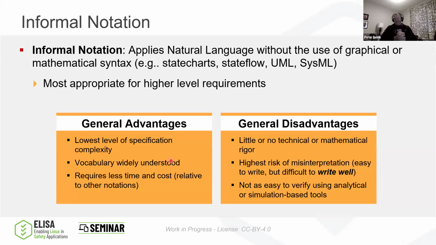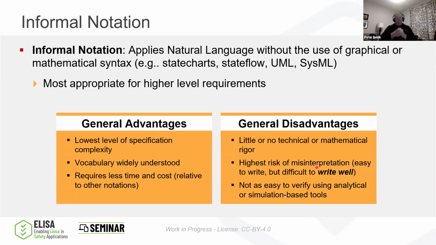One of the first things that we can have is informal notation. Informal notation is basically just writing the requirement as natural language, which is fine. It's not supported by any documentation, any diagrams or anything like that. It's the lowest level of complexity. It's the highest risk of misinterpretation. So the possibility that somebody misinterprets is high, which is why we'll talk about the syntax of it coming up. So it's easy to write, but it's not easy to write well.